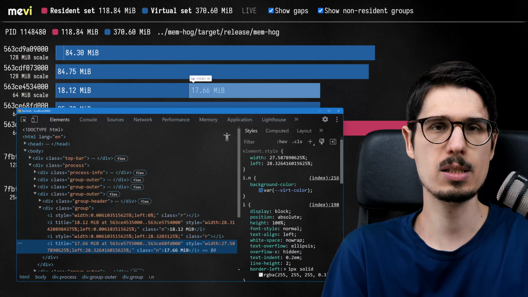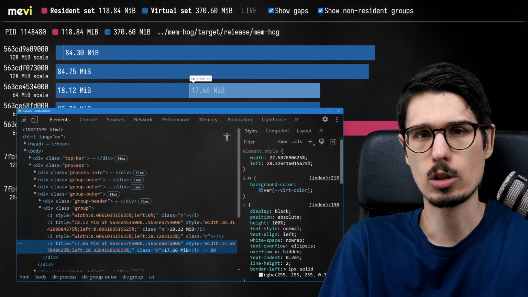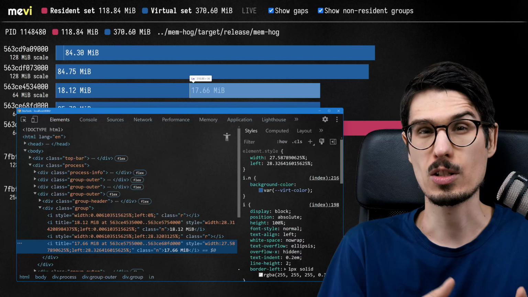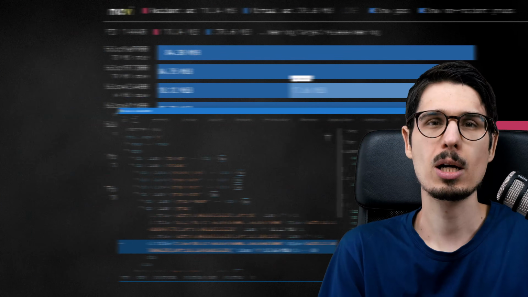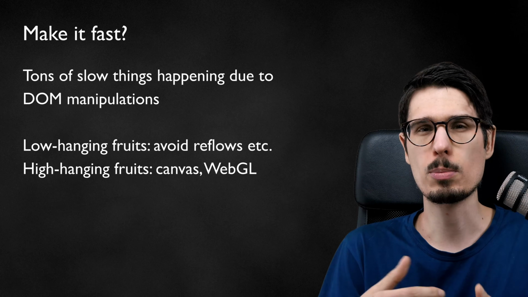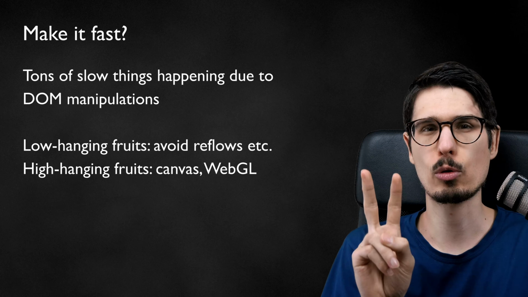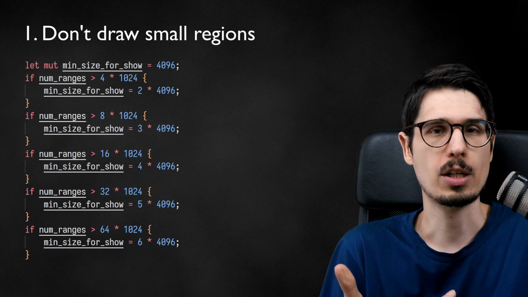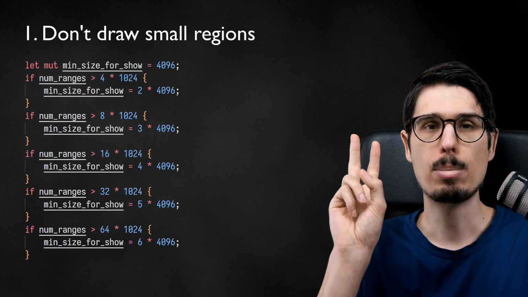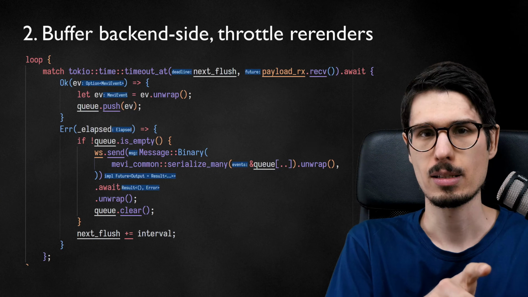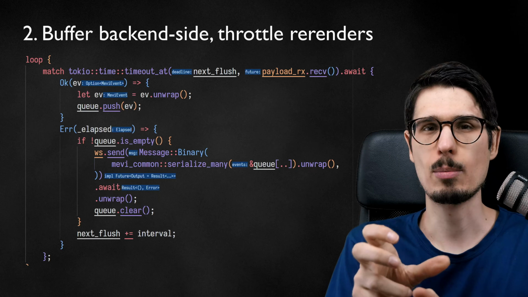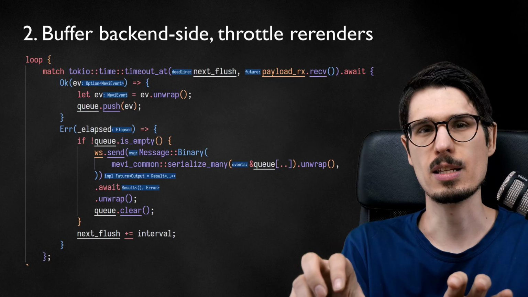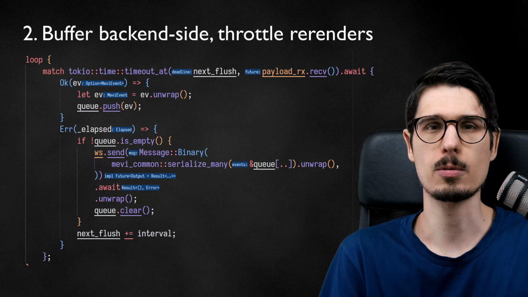Performance was a challenge. Every single region is a DOM node, so the browser slows down significantly when showing a fragmented heap. We might be better off with something like Canvas or even WebGL, but I did two things that helped performance significantly. One, when there's a lot of regions, just don't render the tiniest ones. And two, buffer events on the backend so that even if a few thousand events happen, the front end only updates its state something like 30 times a second.